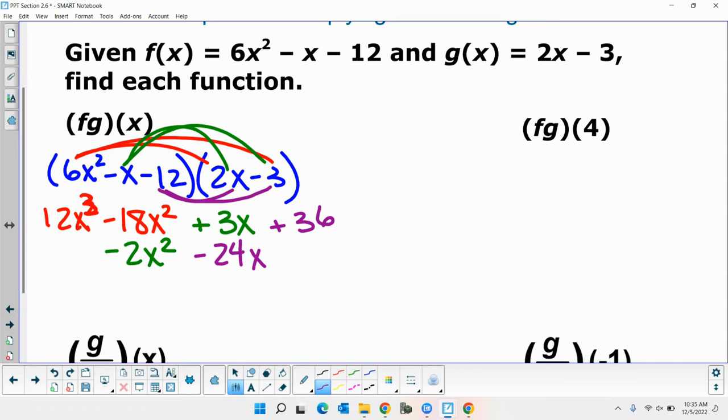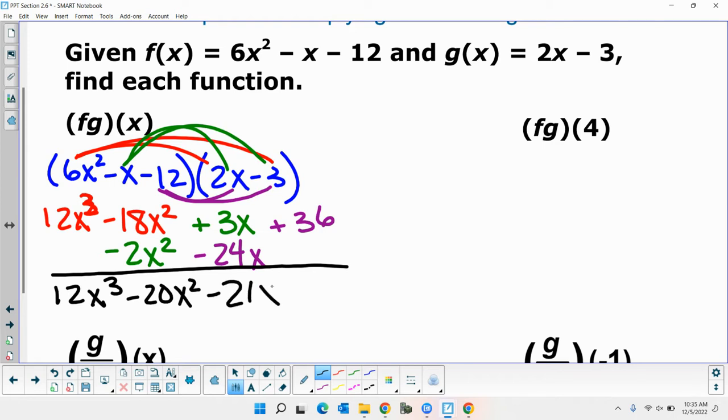So we've done this stuff before. Then together, you just combine like terms. So you get 12x cubed minus 20x squared minus 21x plus 36.